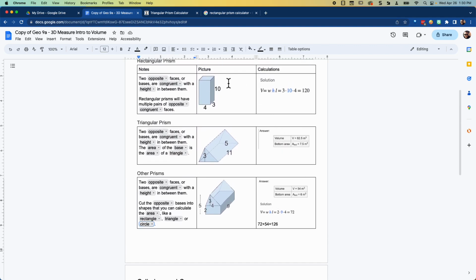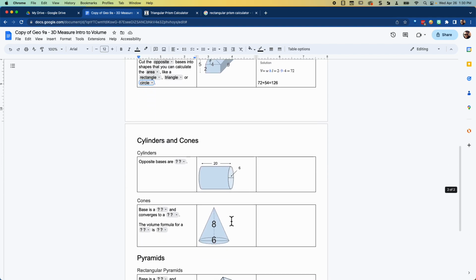So that's just kind of keeping us on track with recognizing that you can take a shape that maybe looks like a house and you can cut it up into triangular prisms and rectangular prisms and put them back together.